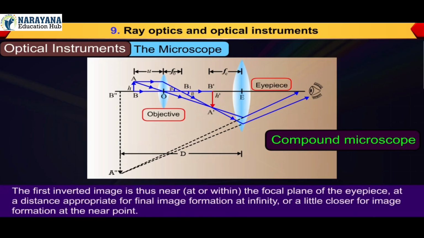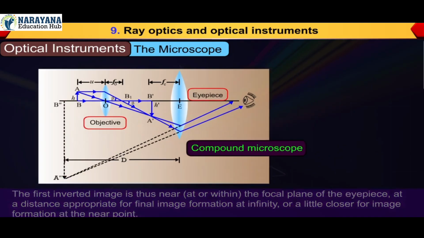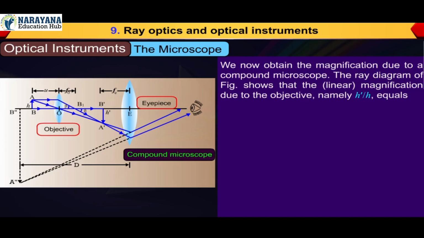The first inverted image is thus near, at or within the focal plane of the eyepiece, at a distance appropriate for final image formation at infinity, or a little closer for image formation at the near point. The final image is inverted with respect to the original object. We now obtain the magnification due to a compound microscope. The ray diagram of the figure shows that the linear magnification due to the objective, namely h'/h, equals m0 = h'/h = L/f0.